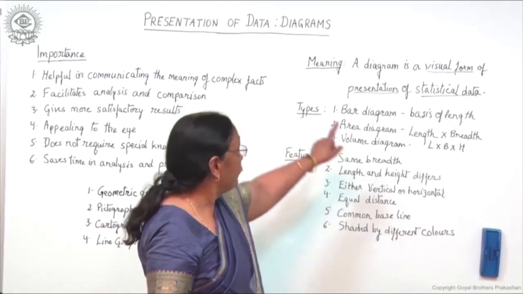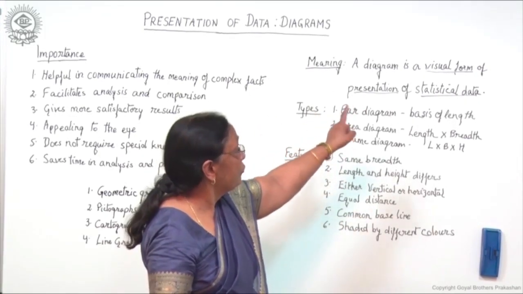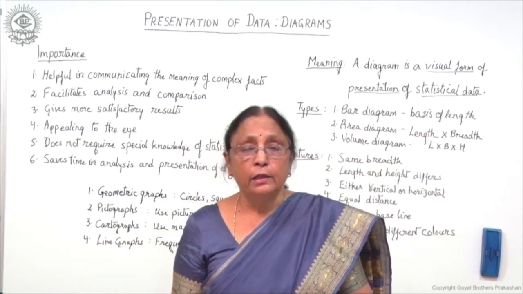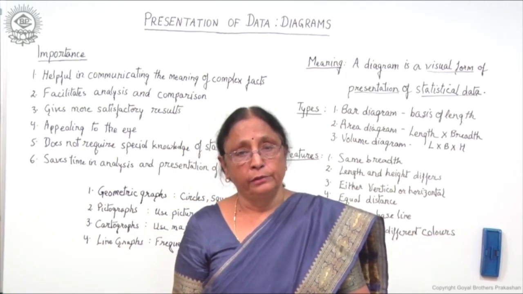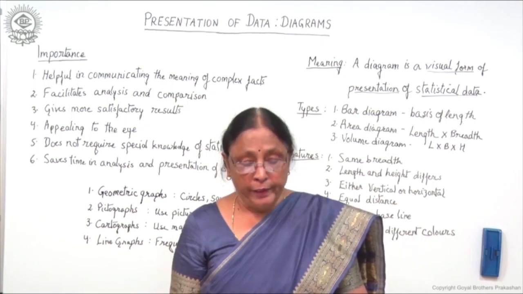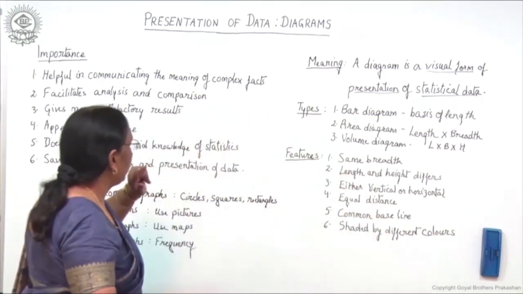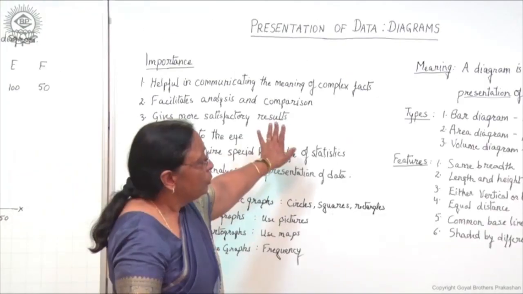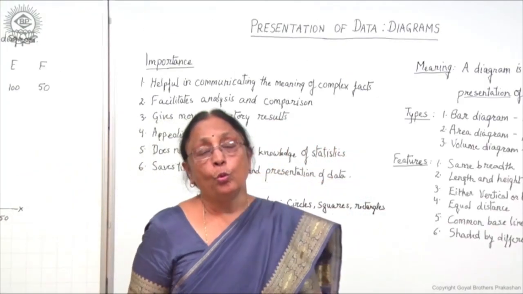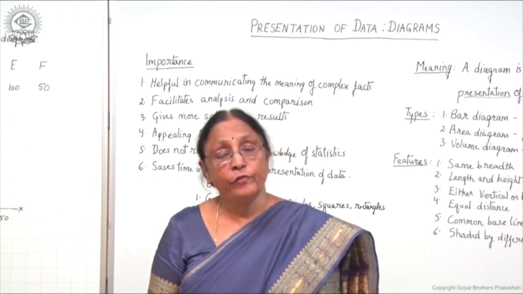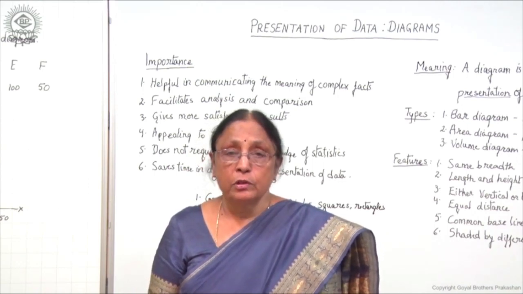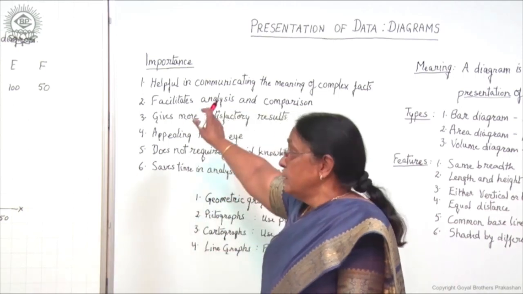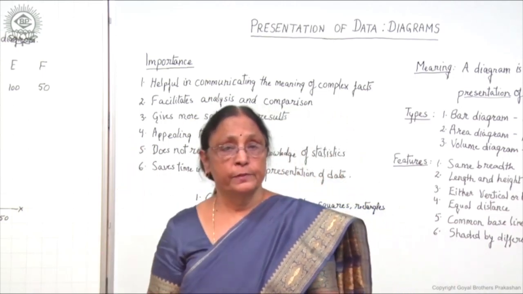So, the meaning of diagram, you can say, is a visual form of presentation of statistical data in an attractive manner, right. Now, this is the meaning of a diagrammatic presentation. After understanding the meaning, you must be curious to know what the different types of diagrams are, because only then will you understand how much importance diagrams have.